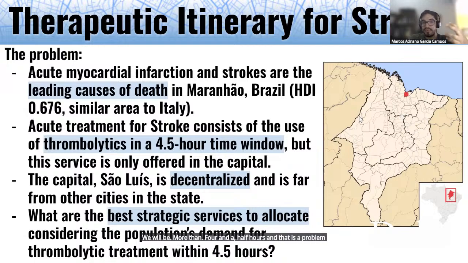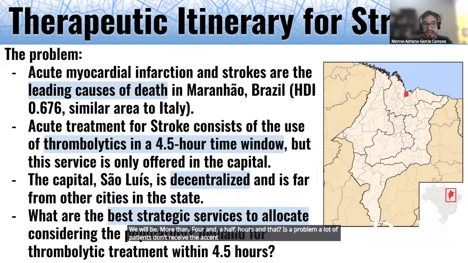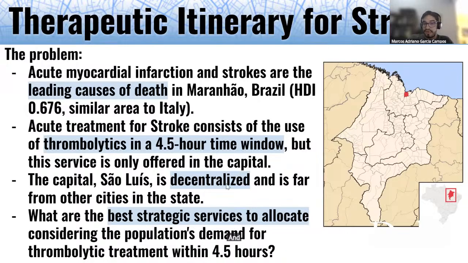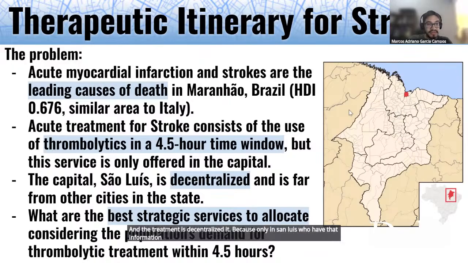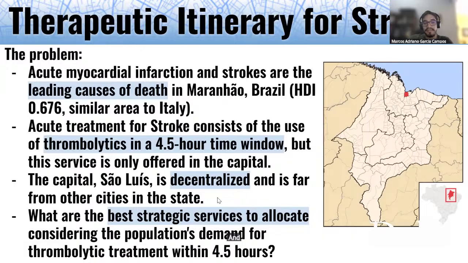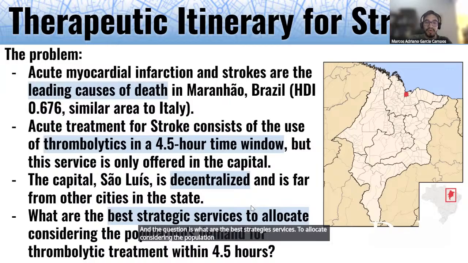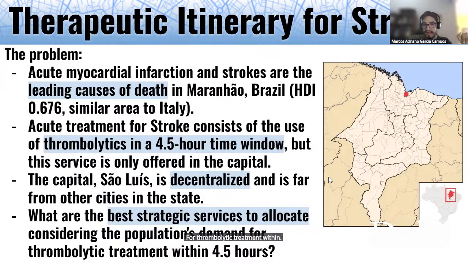A lot of patients don't receive the acute treatment for stroke. And the treatment is centralized because only in São Luís do we have that service, shown here as the red point. And the question is: what are the best strategy services to allocate, considering the population demand for thrombolytic treatment within 4.5 hours? So I want to know which other services in the state can give the best acute treatment for stroke in that specific time, 4.5 hours.